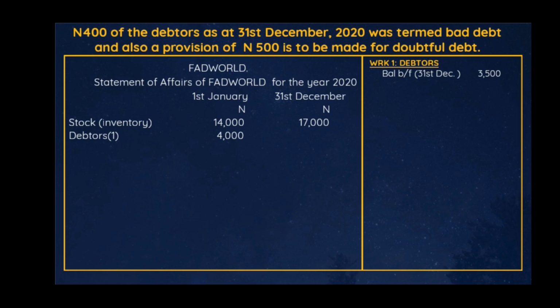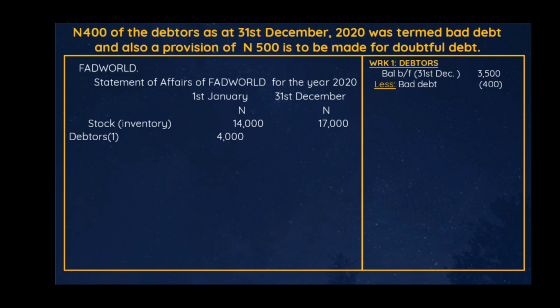3,500 naira. So now from the amount of the debtors, 3,500 naira, we were told that 400 naira is to be written off as bad debt. So bad debt written off 400 naira. If we subtract 400 naira from 3,500 naira, we are going to have 3,100 naira. So let's read further. And also provision of 500 naira is to be made for doubtful debt.